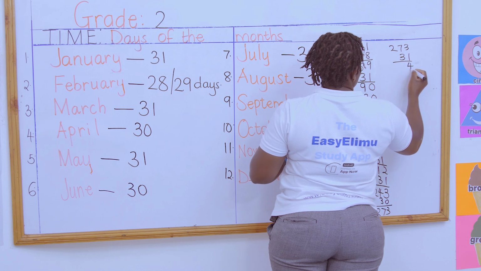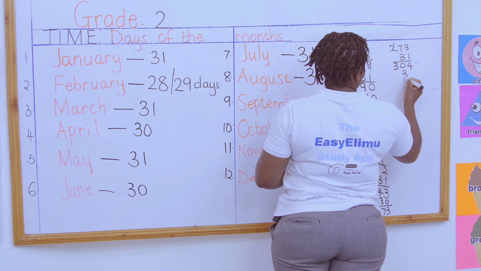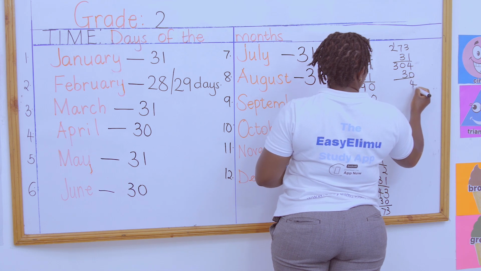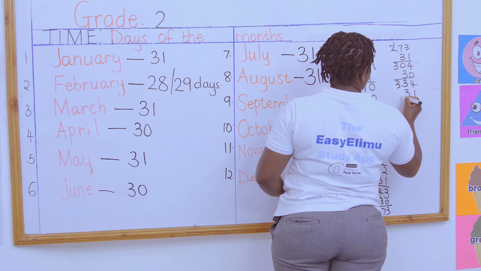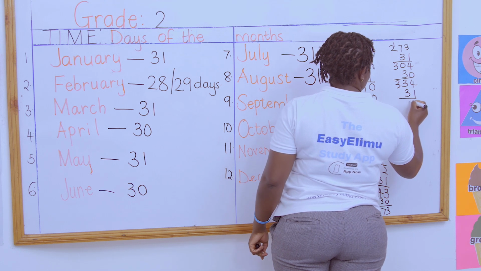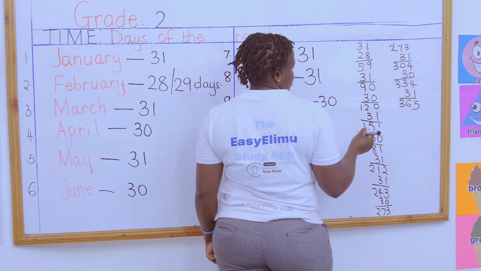Then 31, it goes to 304. Then to 30, it gives you 433. Then to 31, it gives you 6, 3. So how many days do we have in a year?